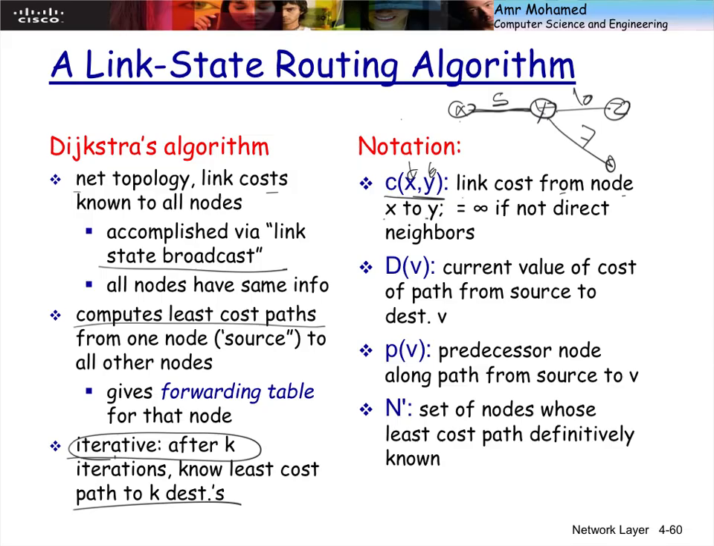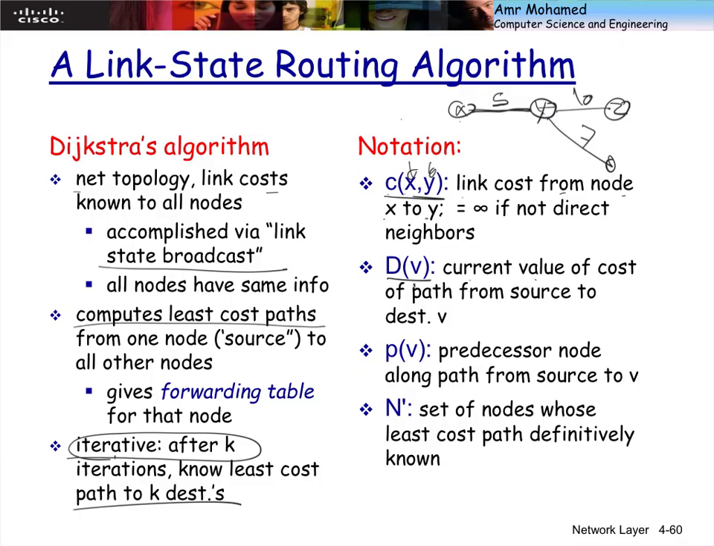There is also the cost for a particular path, which is the current value for the cost of the path from source to the final destination. D(v) is the total cost between all the nodes on a particular path. Okay?